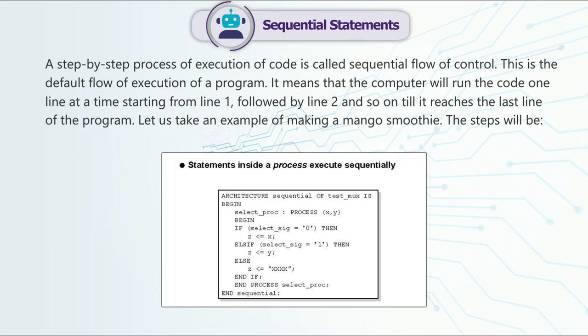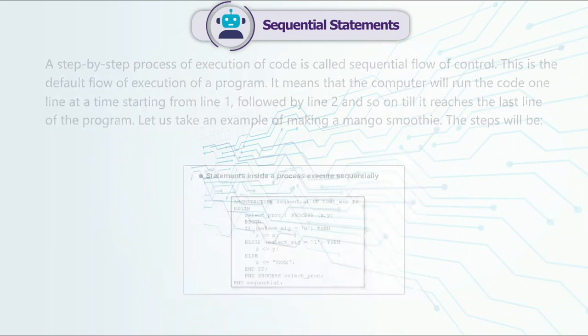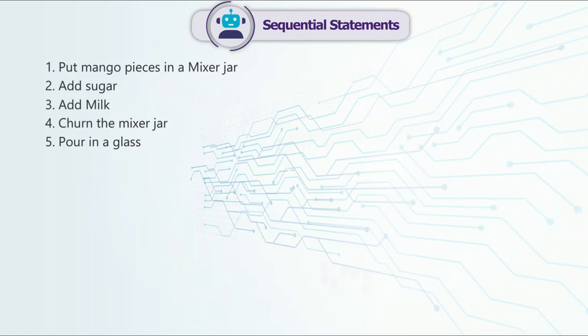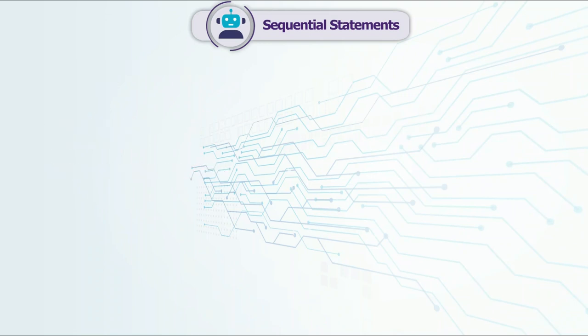Let us take an example of making a mango smoothie. The steps will be: 1. Put mango pieces in a mixer jar. 2. Add sugar. 3. Add milk. 4. Churn the mixer jar. 5. Pour in a glass. Let us do some more examples.